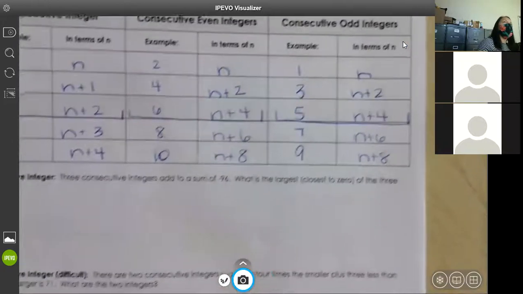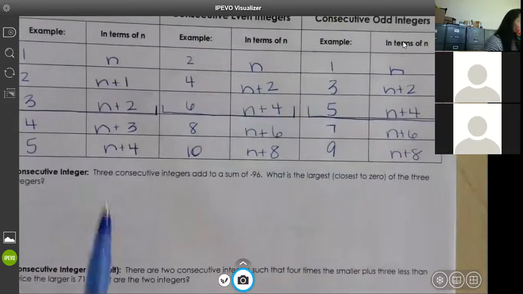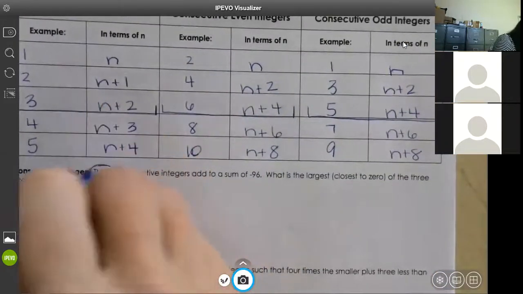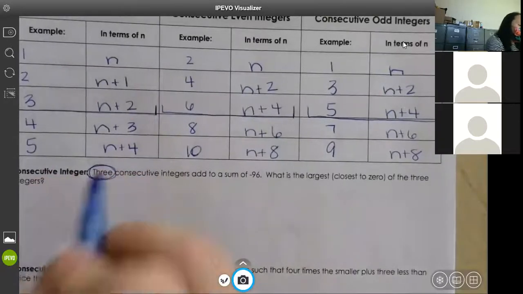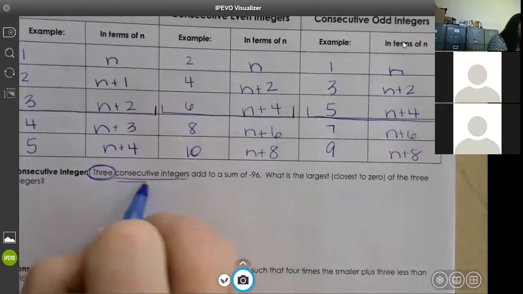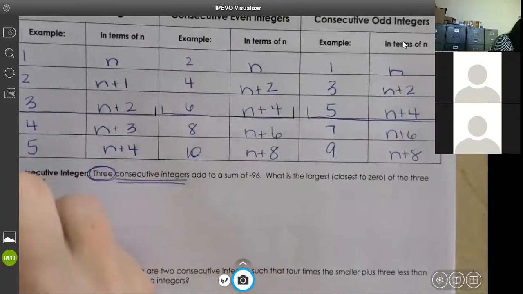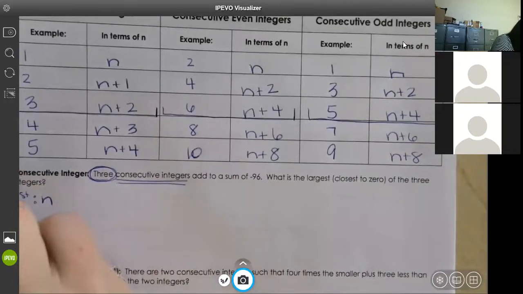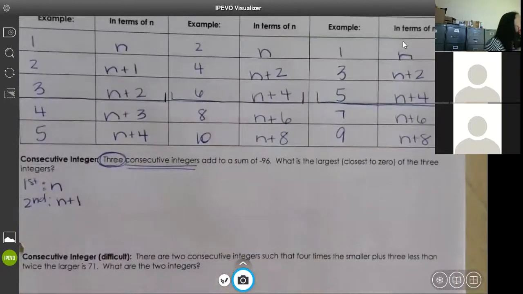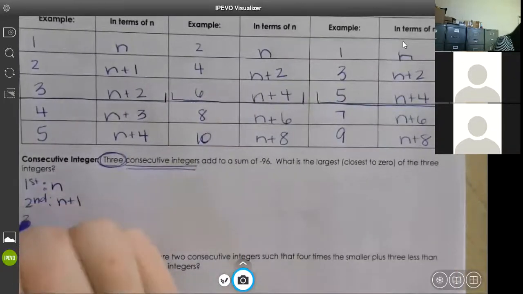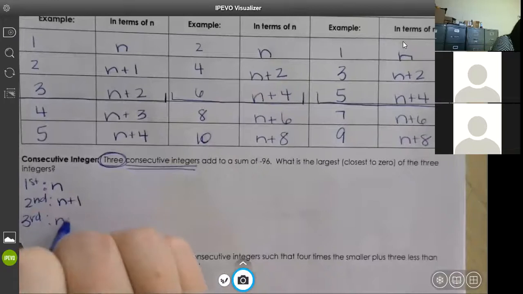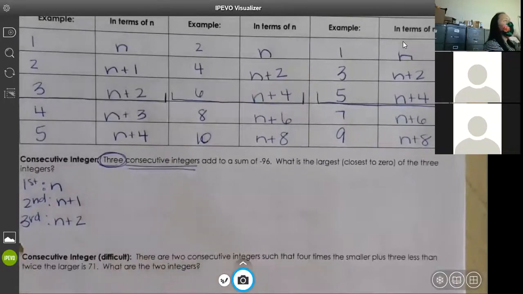All right, so we're going to start with this very first example. It says 3 consecutive integers, so we got to do 3. It just says plain consecutive. Plain consecutive. So that means my first one would be n. My second one would be n plus 1 because it's plain. It's not even or odd. It didn't specify. And my third would be n plus 2. Don't skip. That's what it's telling you. Consecutive means don't skip.